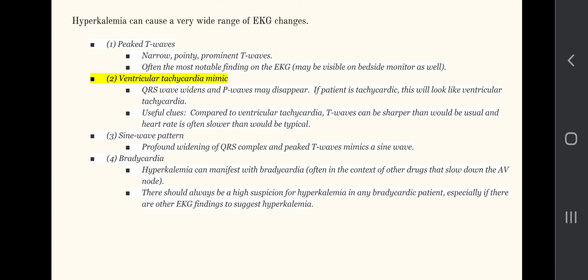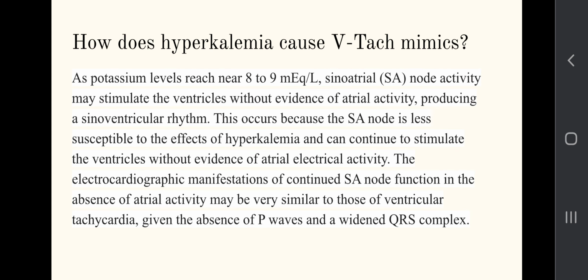Compared to ventricular tachycardia, T waves can be sharper than would be usual, and heart rate is often slower than would be typical. And as you get closer to a 9 to 10 serum potassium level, you'll start to see the sine wave pattern and some severe bradycardia. So hyperkalemia can cause VTAC mimics as potassium levels reach near 8 or 9 milliequivalents.